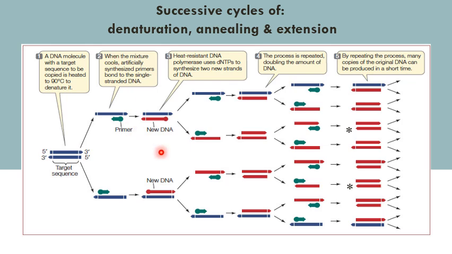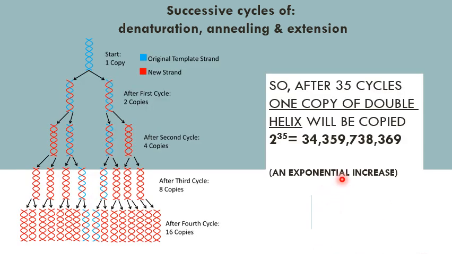These are just the steps of each step of the PCR technique, and how you can start with a target sequence of one copy and end with this many copies. As we said, it depends on the number of cycles. So after 35 cycles, one copy of a double helix will be copied 2 to the power 35 in this number of copies. So it's considered an exponential increase.